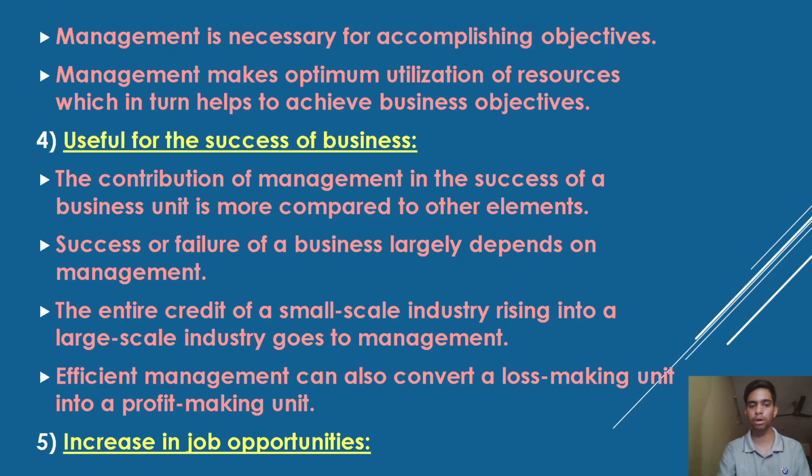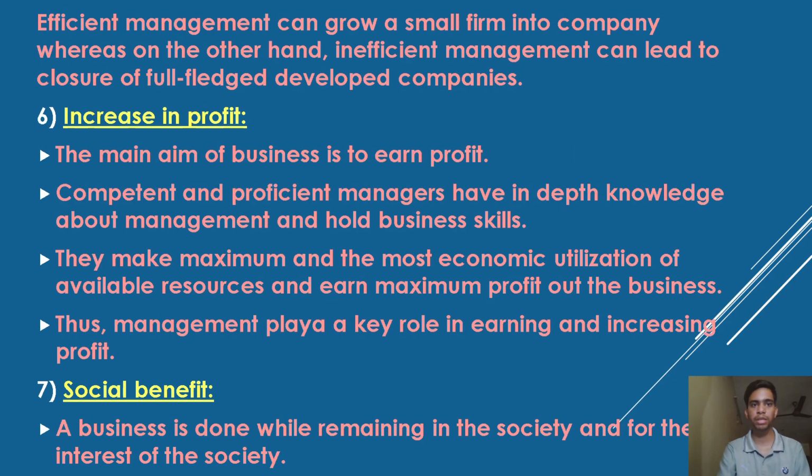Fifth, increase in job opportunities. Efficient management can grow a small firm into a company, whereas insufficient management can lead to closure of even fully developed companies. Sixth, increasing profit. The main aim of business is to earn profit. Competent and proficient managers have in-depth knowledge about management and hold business skills. They make maximum and the most economic utilization of available resources and earn maximum profit out of the business. Thus, management plays a key role in earning and increasing profit.